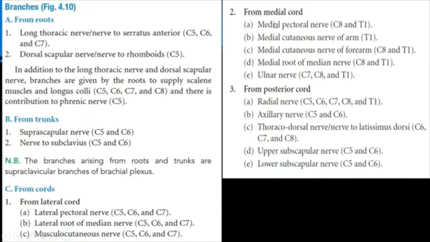From the medial cord, I will just mention the most important nerves. The most important nerves are the radial nerve, axillary nerve, musculocutaneous nerve, and ulnar nerve, and also the long thoracic nerve. You have to know the root value of these nerves.